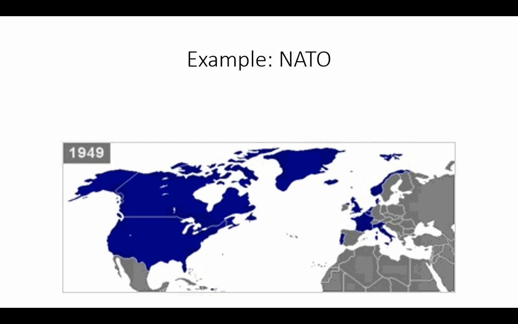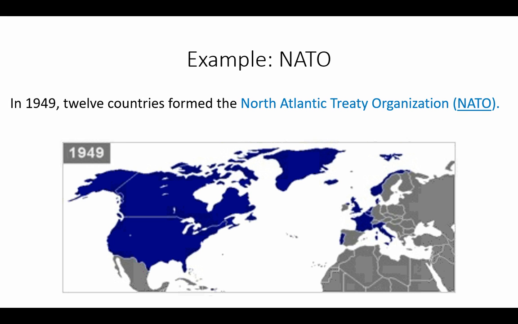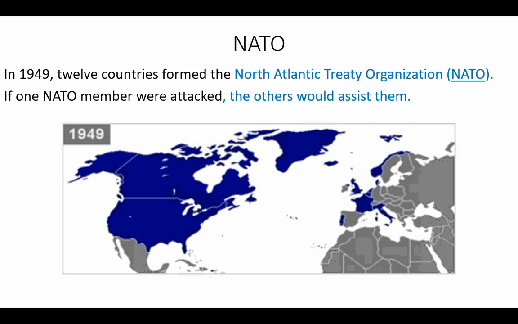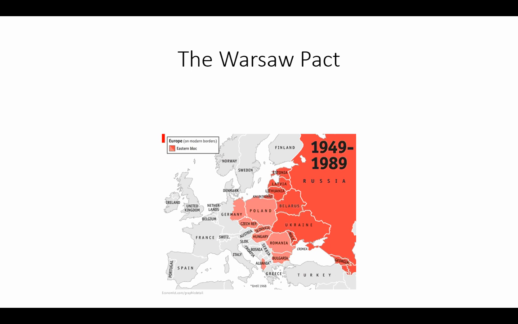And so something was formed that was called NATO. Right? So in 1949, 12 countries formed the North Atlantic Treaty Organization, which is also known as NATO. So if one NATO member was attacked, then the other members would assist that one country. Right? NATO still exists today. And this idea of collective security still exists within NATO, where if one country gets attacked, the rest of the countries are going to defend that country.